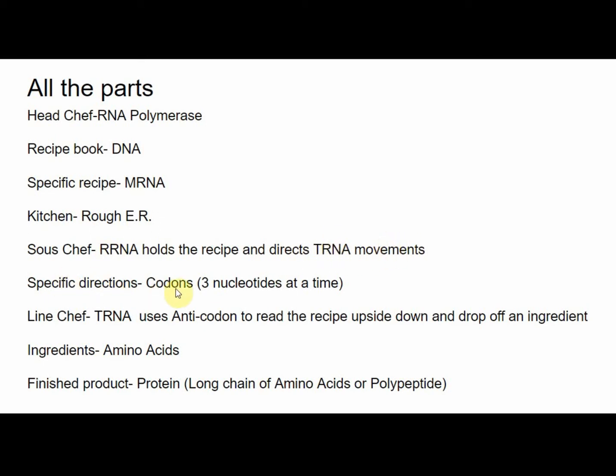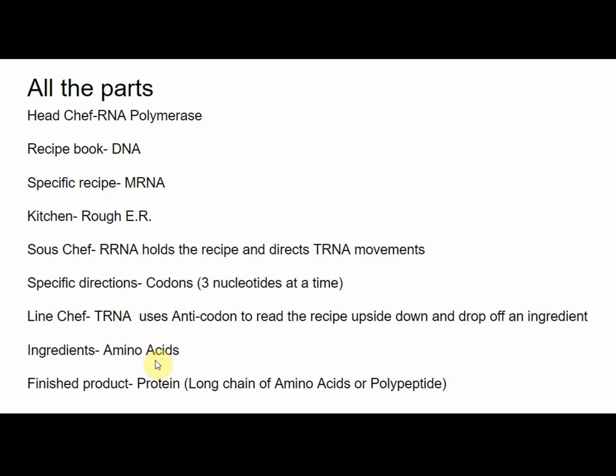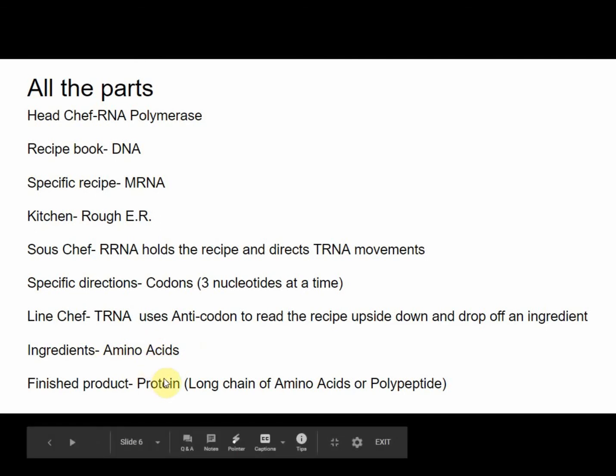Those specific directions are 3 at a time, and they're called codons. The line chefs, which are those transfer RNA, will use their anticodon to read the recipe upside down and drop off their ingredient, which is an amino acid. And finally, the finished product, when the messenger RNA strand is fully read, you end up with a protein. A protein is a long chain of amino acids, or a polypeptide.